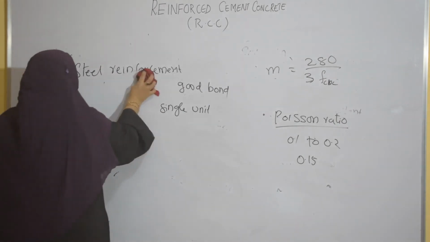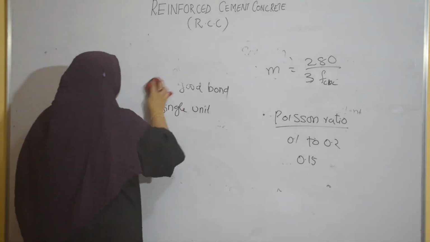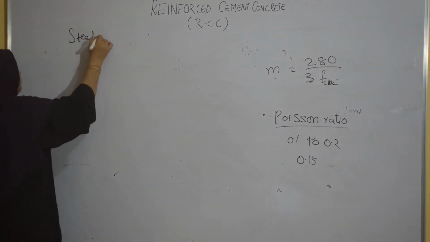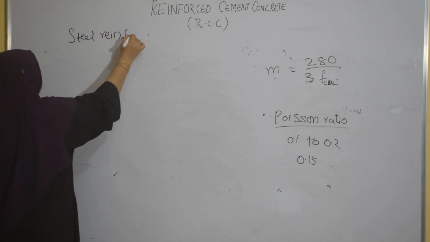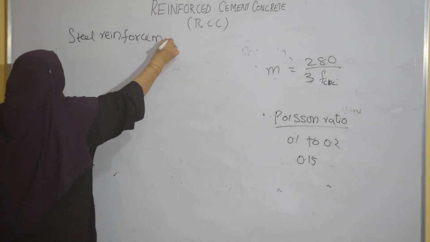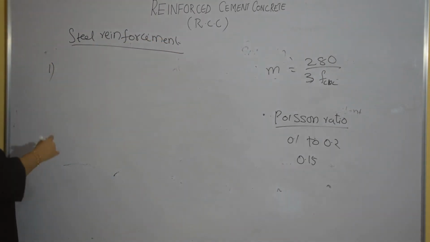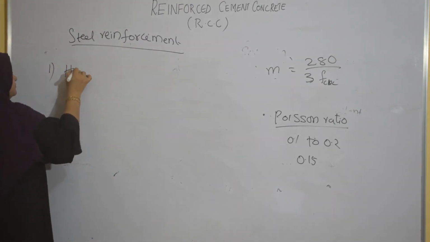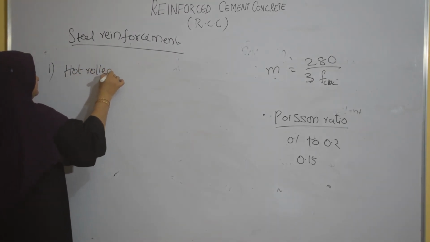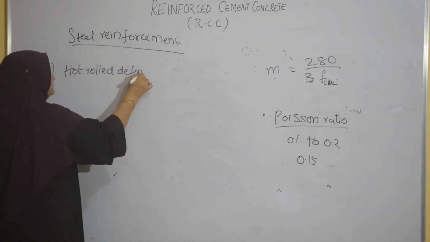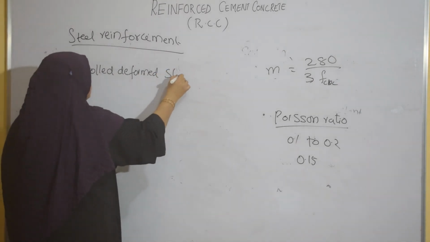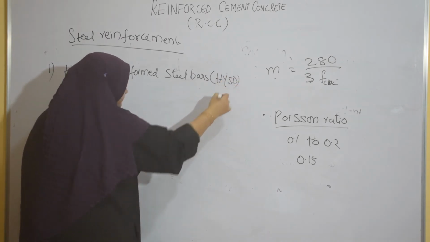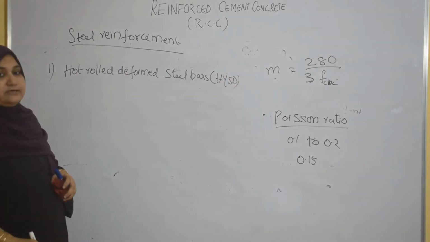Now, types of steel reinforcement. This is important for civil engineers. What are the types of steel reinforcement available in the market, and where and how will we be using them? The first type of steel is hot rolled deformed steel bars. They are also called HYSD bars, high yield strength deformed bars.